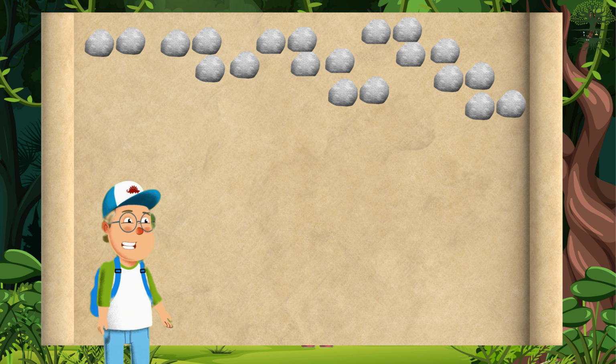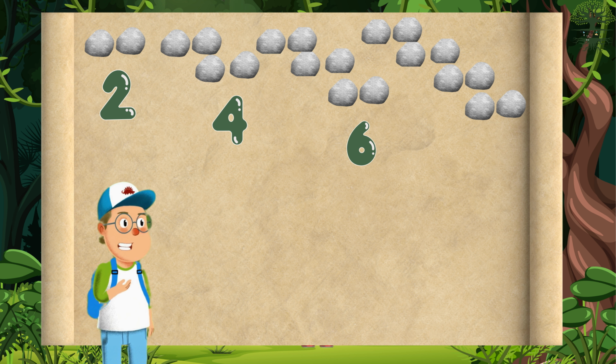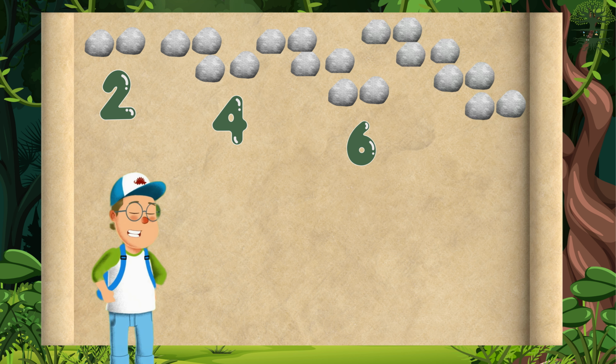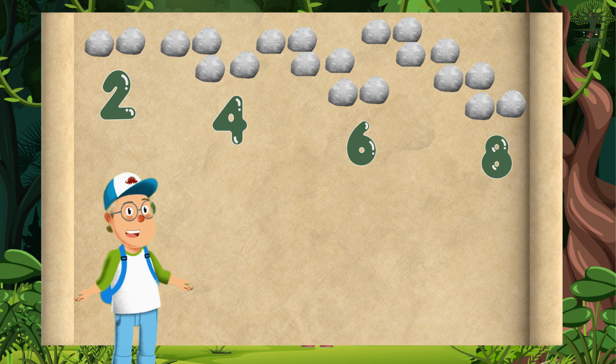Look closely at the numbers. 2, 4, 6. Do you see it? The stones are increasing by 2 in each row. It's a simple pattern of multiples of 2. Following the pattern, the fourth pattern has 8 stones. The rule is simple. Add 2 to the total number of stones in the previous pattern. Now it's your turn. What do you think comes next?